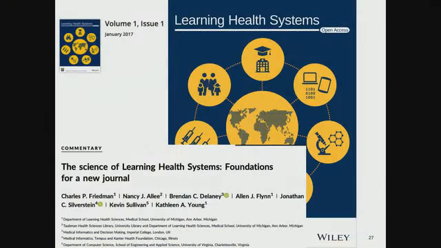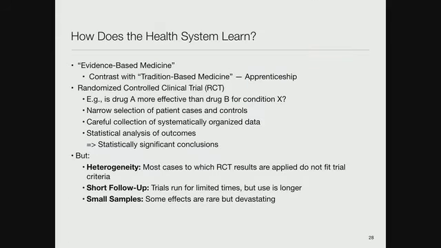So in 2017, Chuck Friedman at the University of Michigan started this new journal, and it's full of articles about this third level of external cycle. So how does the healthcare system learn?